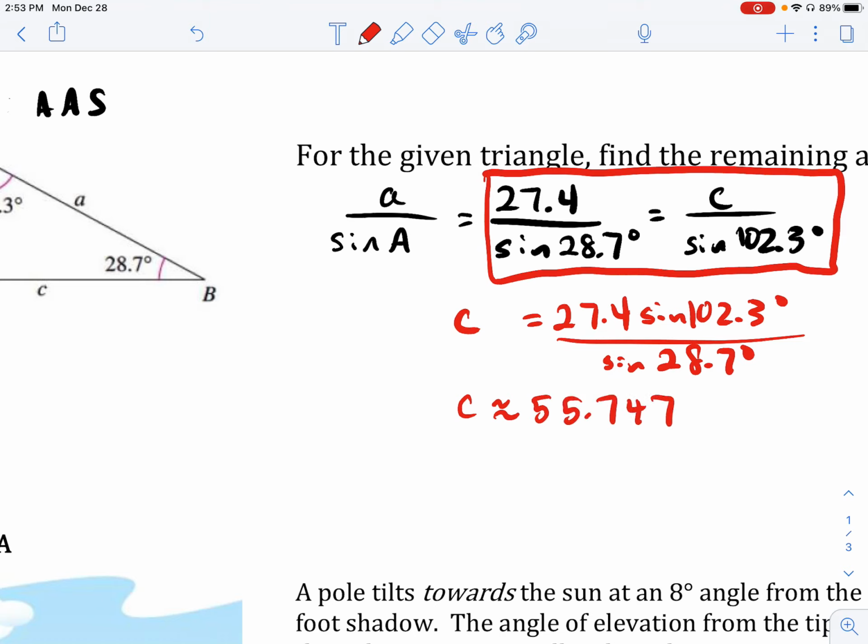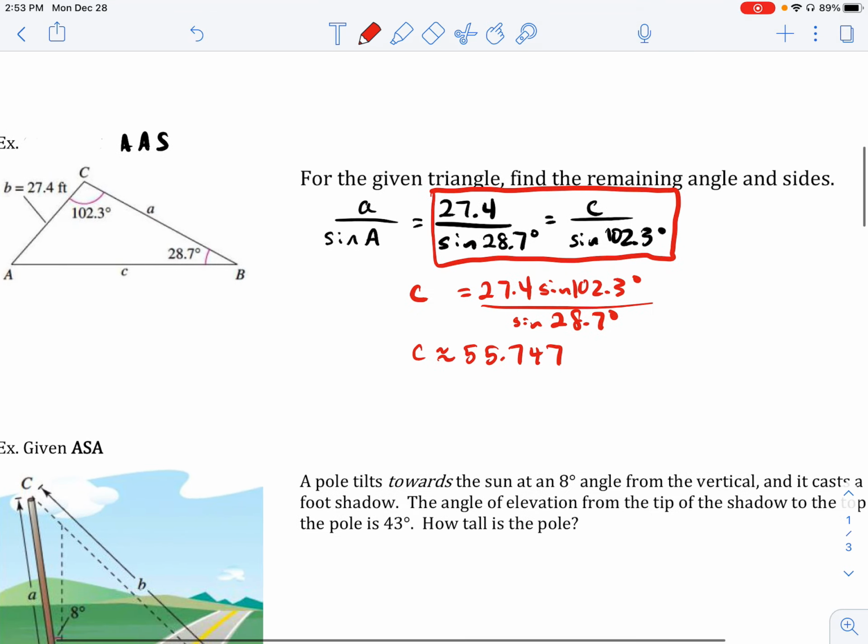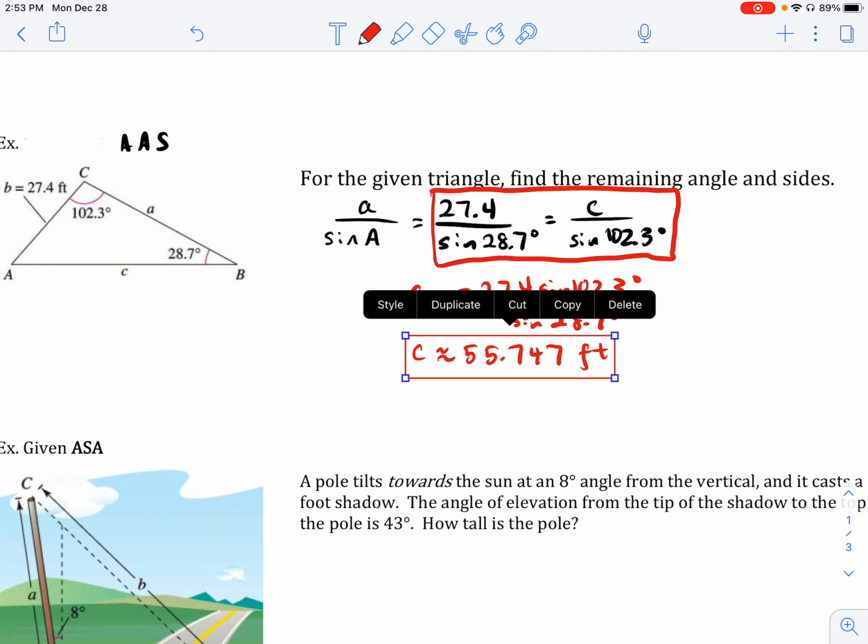55.747. And let's see if they gave us any particular unit. They did. They said it was in feet. So we're going to go ahead and write that side C is in feet. So I'm going to go ahead and box this to indicate this is my final answer for side C. But you'll notice that the problem just said find the remaining angles and sides. So we figured out side C, so we're good with that.